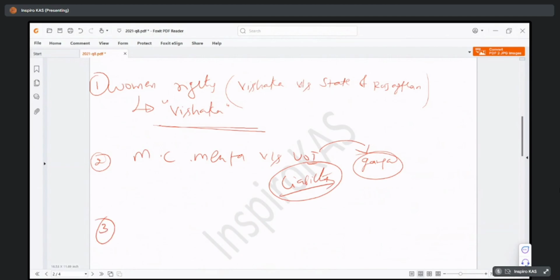Premanand Katara versus Union of India case. We all know that whenever an accident happens, people take the victim to the hospital. The procedural issues were being followed earlier, which led to delay in treatment, and the patient would eventually die because of the non-availability of treatment.